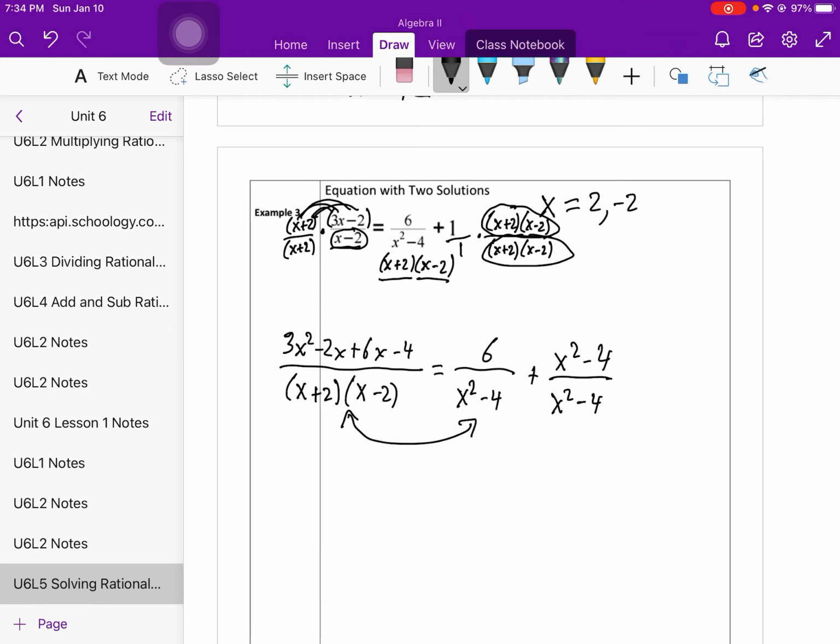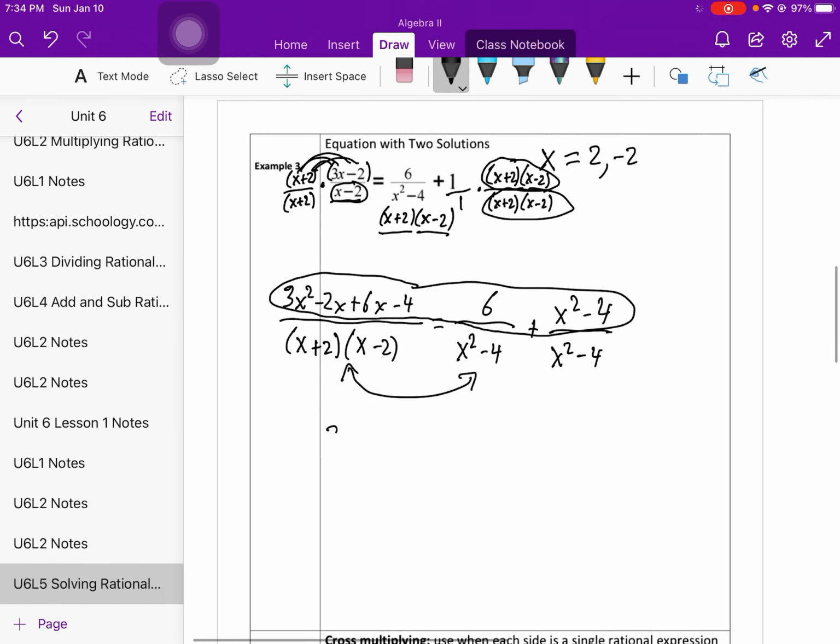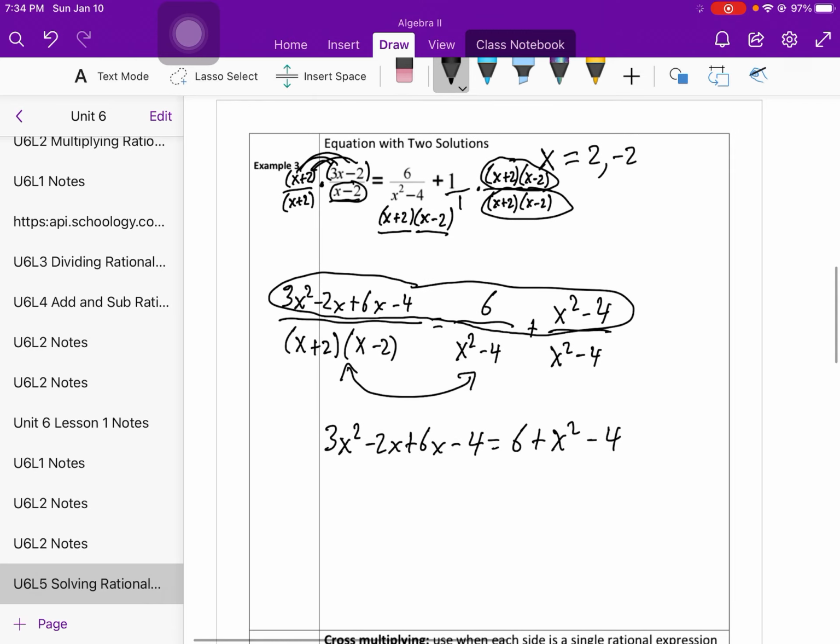Now that we have that figured out, let's go ahead and not worry about the bottoms, just focus on the numerators in one equation. We're going to get 3x squared minus 2x plus 6x minus 4 equals 6 plus x squared minus 4. We want to get everything on one side, set it equal to 0, since we have an x squared. So the first thing I'm going to do is subtract x squared.